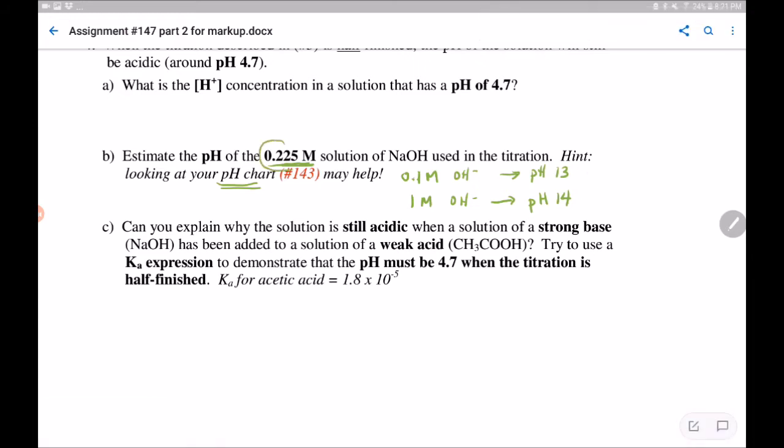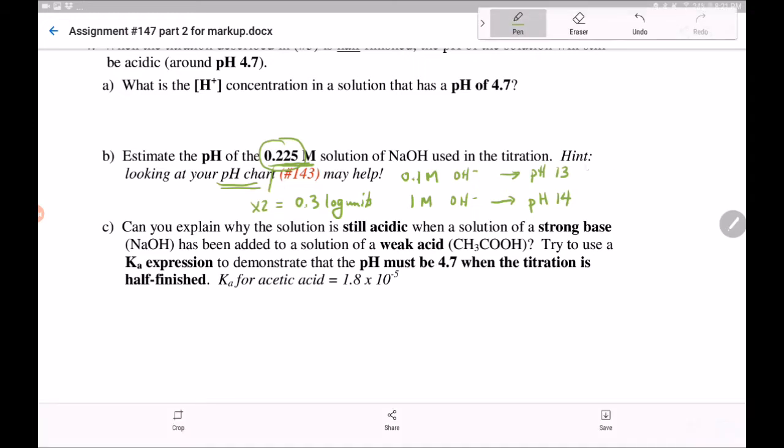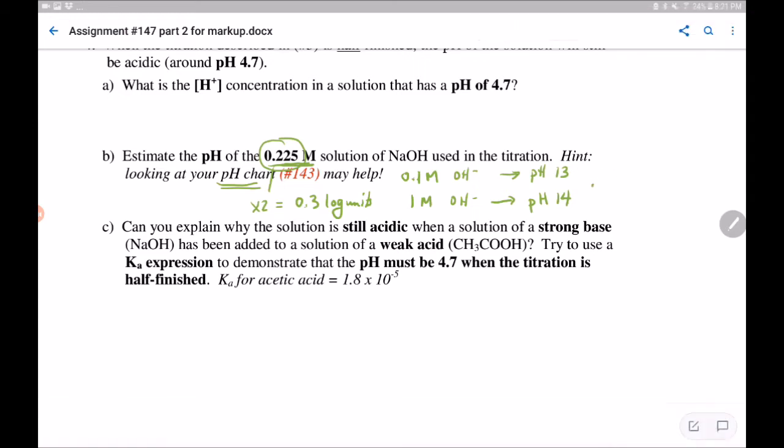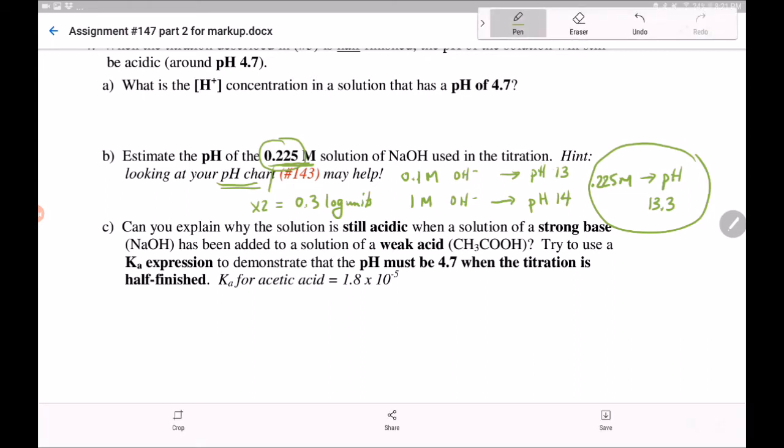Specifically, you may recall a factor of 2 is 0.3 log units. So this means that 0.225 molar will have a pH of 13.3. If you understood that it's between pH 13 and 14, this last part is kind of extra for experts.